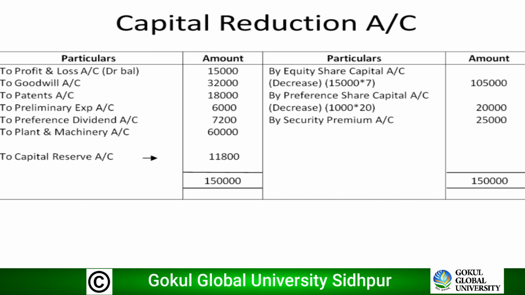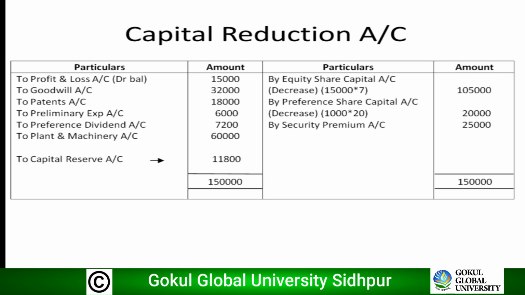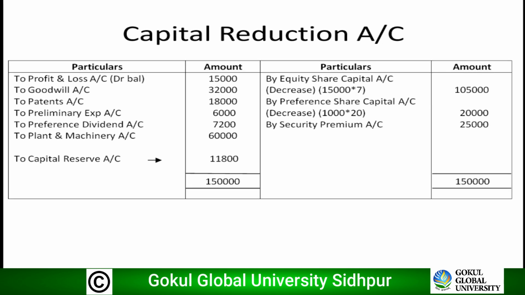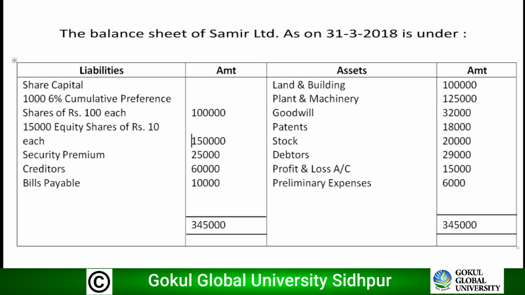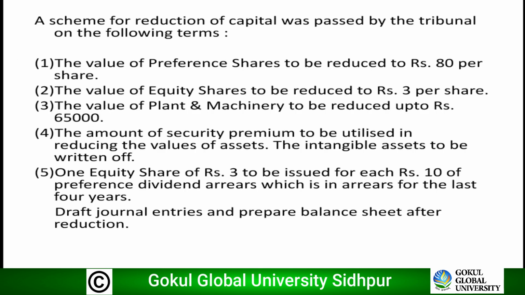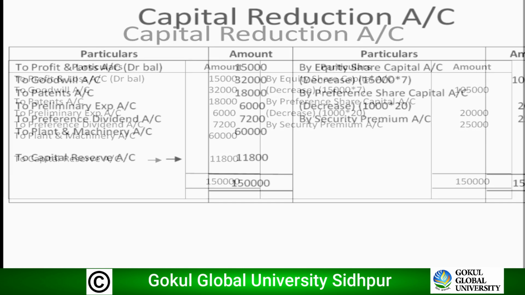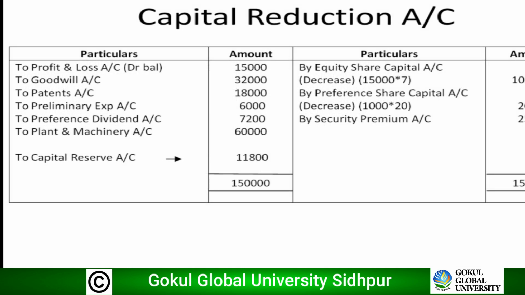Next, to plant and machinery account 60,000. 60,000 means reduction. See adjustment number 3. The value of plant and machinery to be reduced up to rupees 65,000. 65,000 is the new value of plant and machinery, and the total value given for plant and machinery is 1,25,000. So 1,25,000 minus 65,000 new value, 60,000 is the reduction price of our plant and machinery.